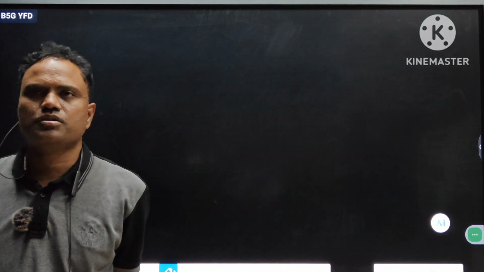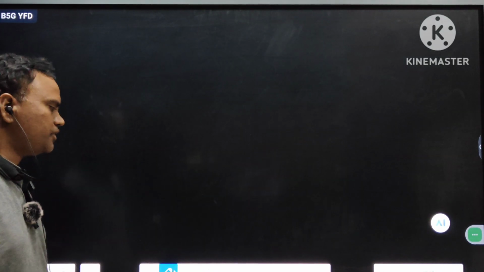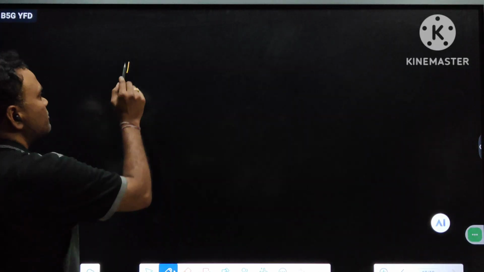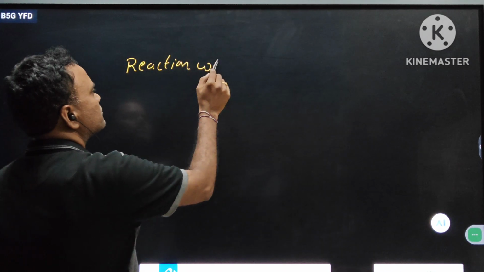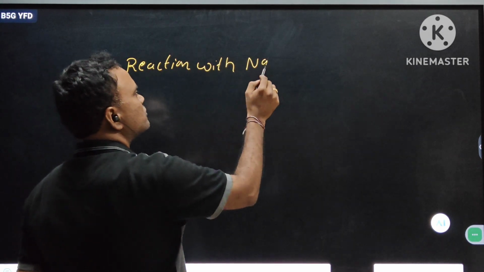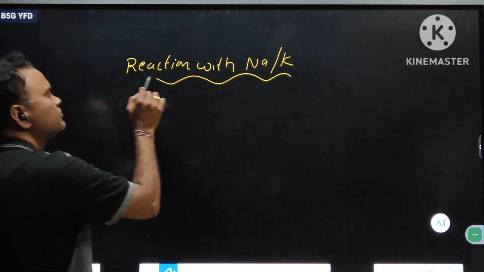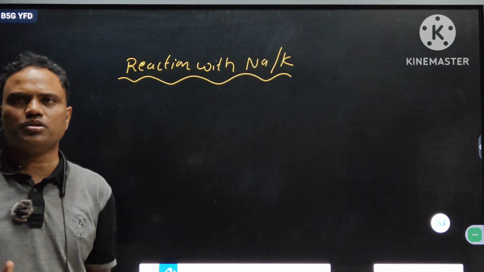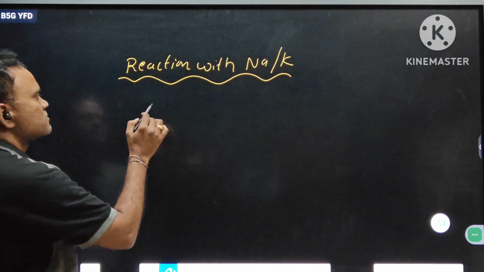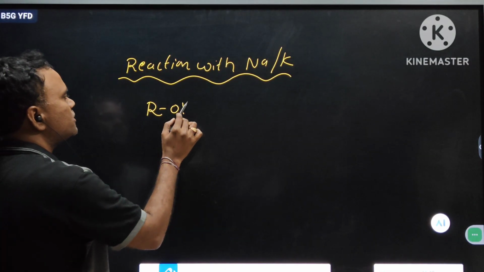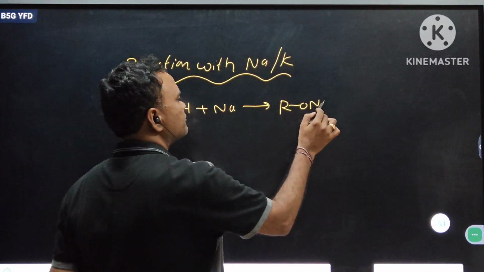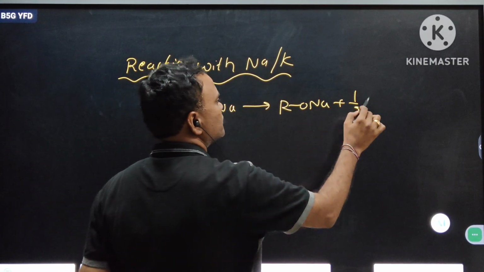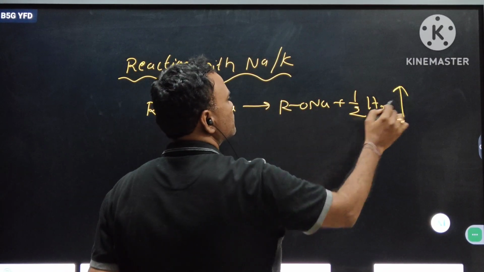Right, esterification is completed. Next property, reaction with sodium metal or potassium. Alcohol when treated with sodium or potassium will give hydrogen gas. Hydrogen gas will be liberated.